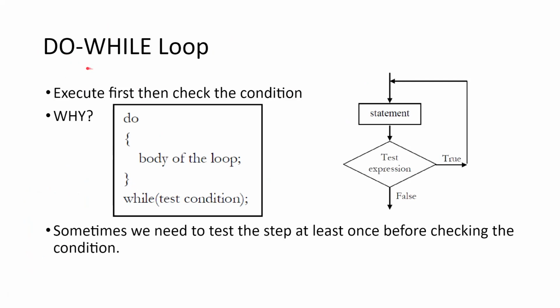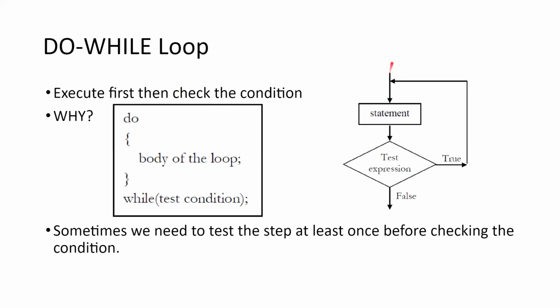Okay. Do while loop. What's the difference between while loop and do while loop? You can see that the structure is different. You execute first and then check the condition. So you do your action and then after that check your condition. This is like you are doing an experiment. Do first and then see if the condition is met.